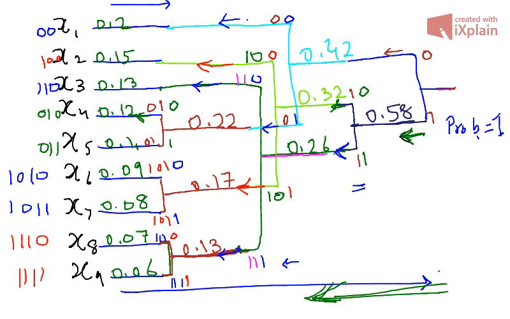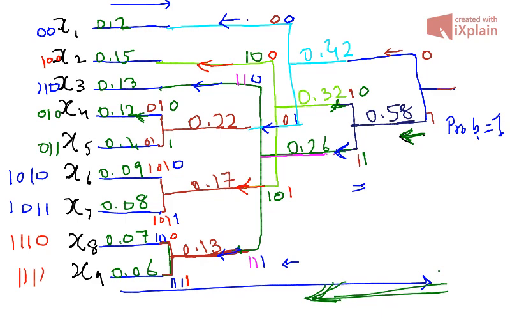Now you can see all the alphabets are assigned code words using this procedure, which is known as Huffman coding. We will see shortly the efficiency of this code, but let me note that we have the code word for x1.